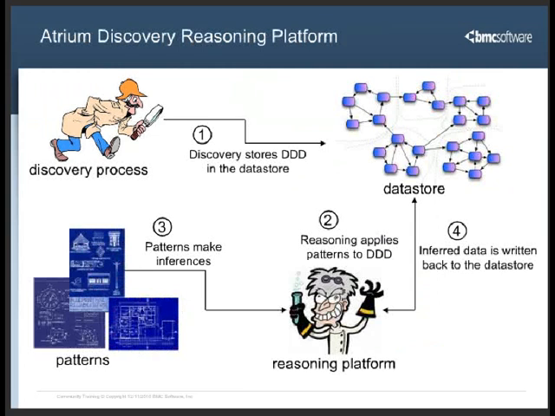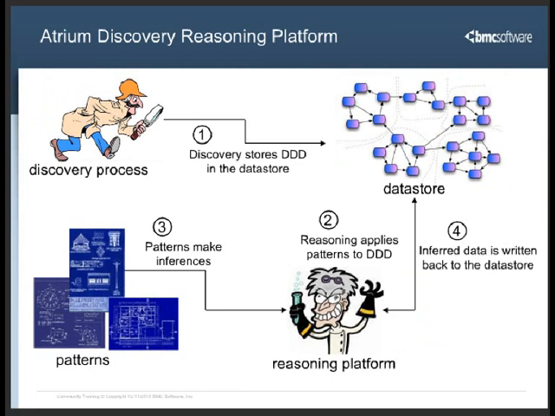We've described the fact that the data discovered by Atrium Discovery returns to the appliance in the form of directly discovered data, or DDD. This process of adding DDD to the data store triggers events within the reasoning platform. The reasoning platform has access to a set of patterns. Each pattern is a chunk of knowledge about something in particular.